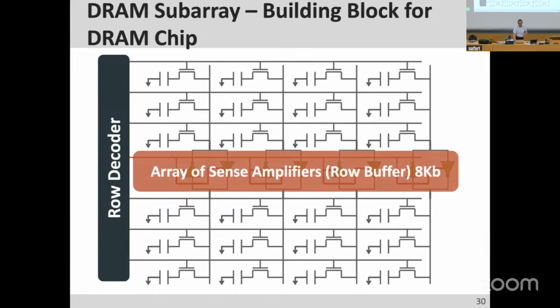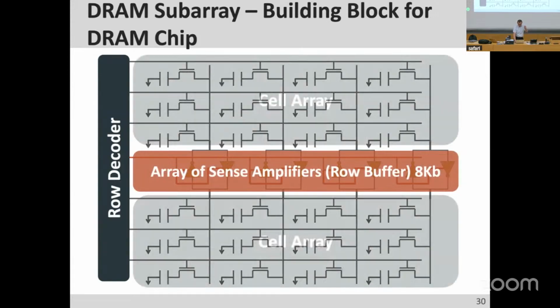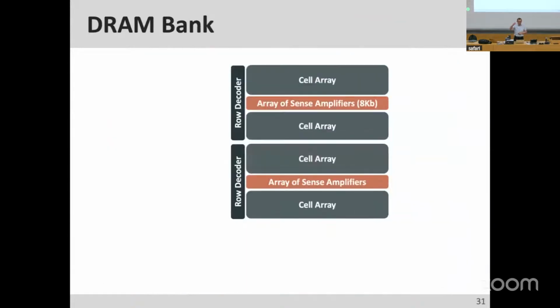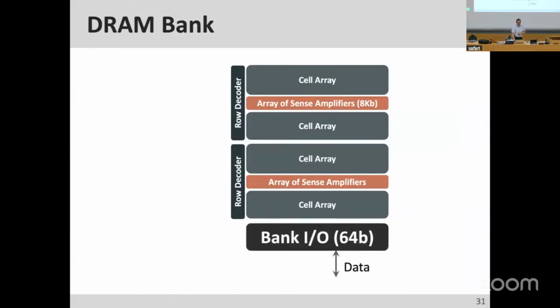This is an array of sense amplifiers. In real life, it could be 8 kilobits, 2 kilobytes. And then these are the cell arrays that belong to the same subarray. Now you put more subarrays together, more row decoders, and that gives you a DRAM bank. And then you need a way of connecting what you sensed to the I/O outputs of the bank, because you want to output it out of the chip. So you need additional interconnects that connect the sense amplifiers to the bank I/O. But these don't need to be very wide. It can be only 64 bits, for example, 8 bytes, or even 1 byte.